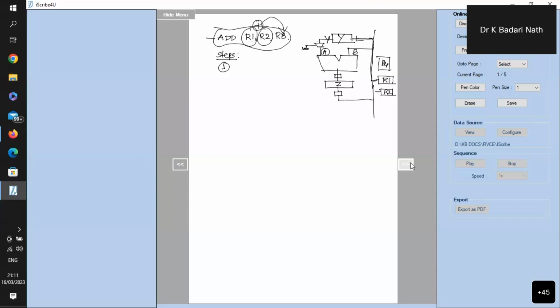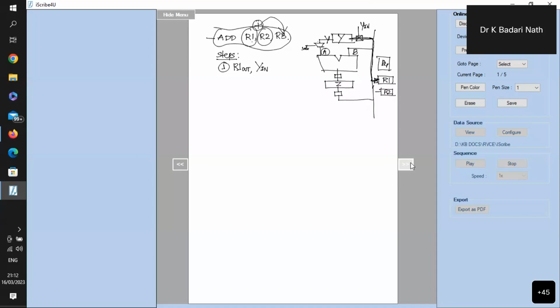Now there is a control available here, and there is also a control available here. So first I should enable R1 data to come onto the bus. That is nothing but R1 out. At the same time, in the same clock cycle, I can write this data into the Y register. So what is the control here? It's nothing but Y in. So I just wrote Y in.